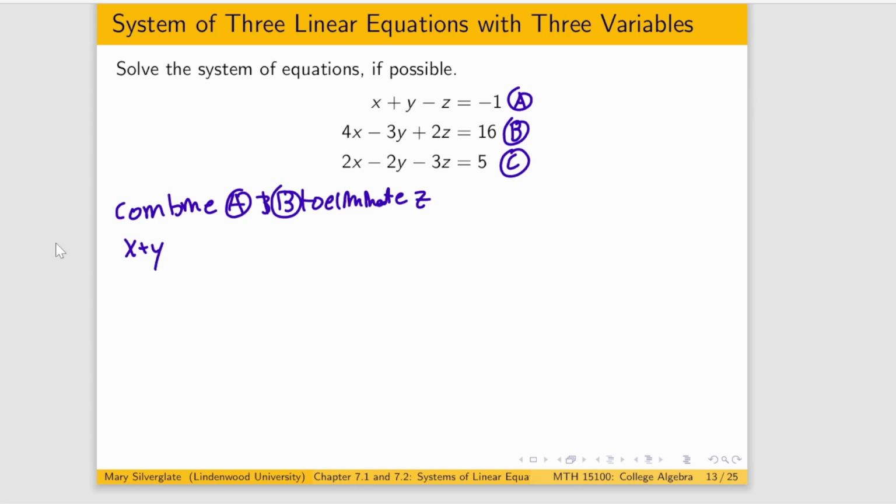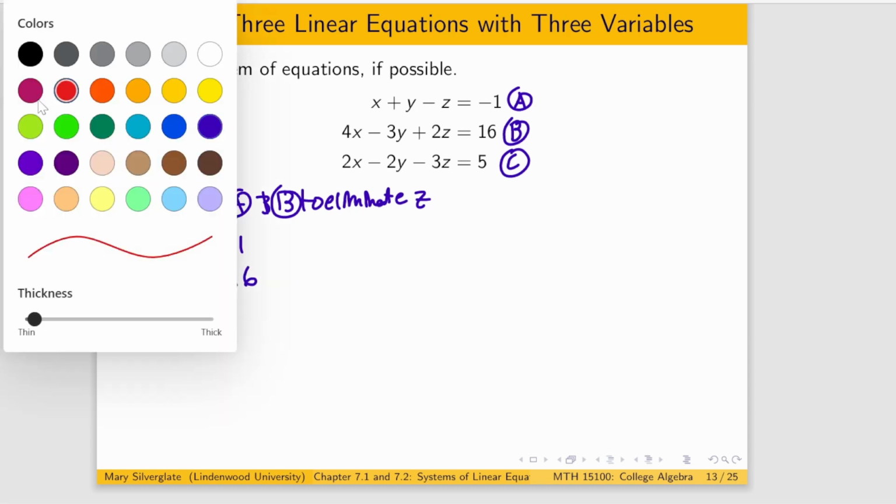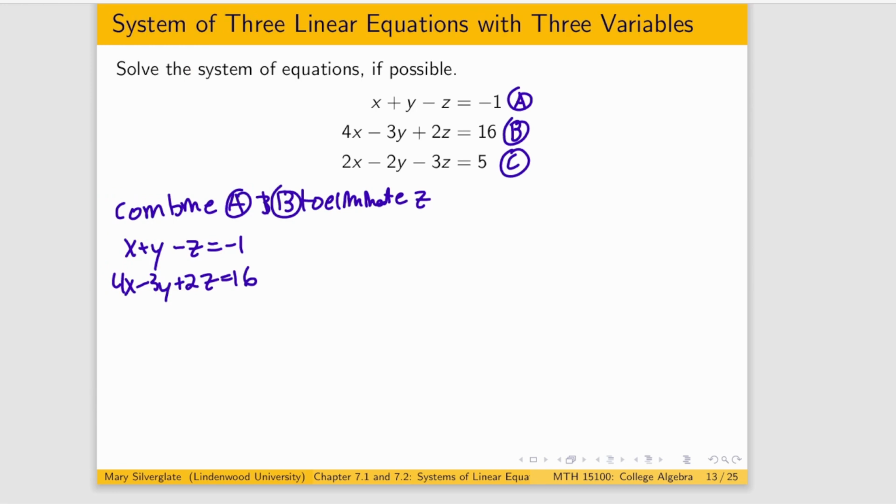So for our first equation, a, that's x plus y minus z is negative 1. The second equation, b, is 4x minus 3y plus 2z is 16. So the thing I would have to multiply the first equation by to eliminate the z's would be 2. So 2 times x gets us 2x. 2 times y gets us 2y. 2 times negative z gets us negative 2z. 2 times negative 1 gets us negative 2.